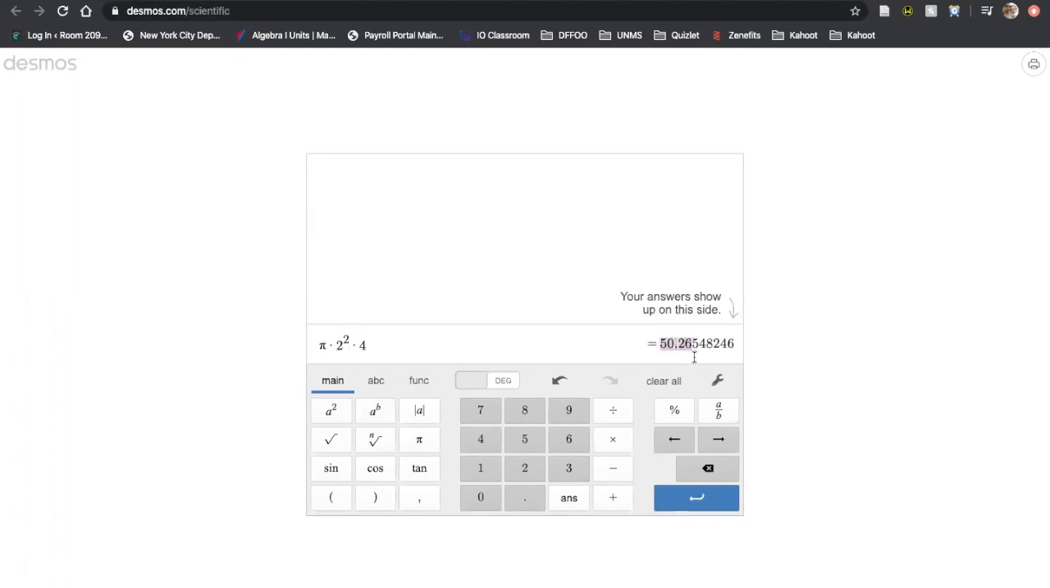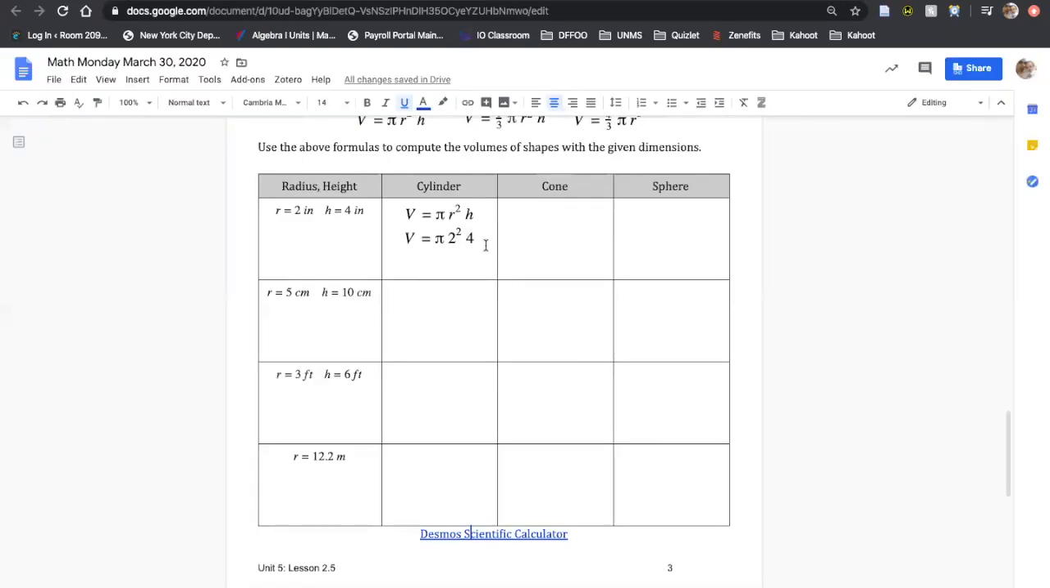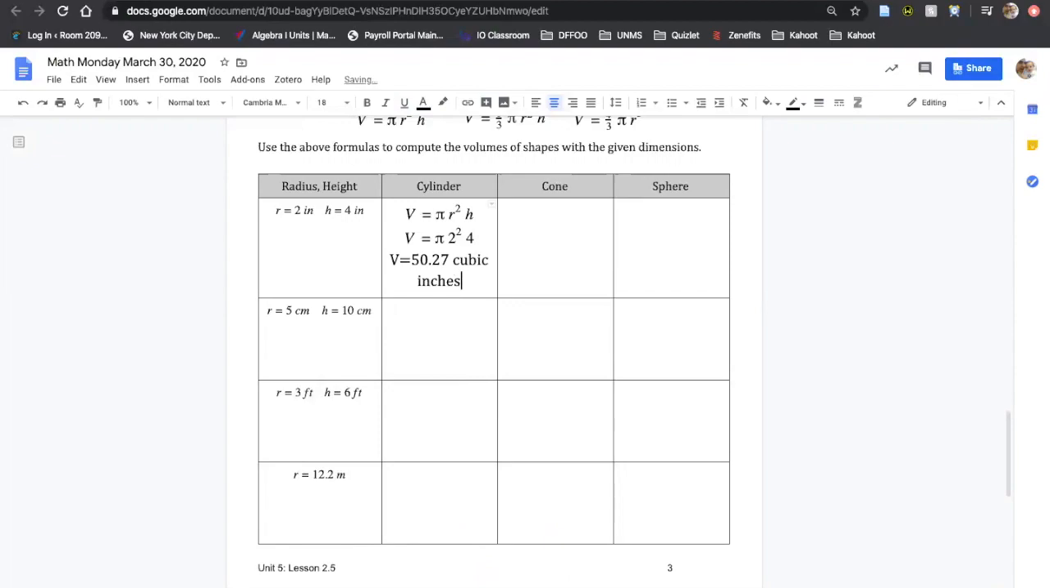So 50.26, this is a 5, so I need to round this guy up to a 7. So 50.27 is my final answer. So I'm going to say over here, V is equal to 50.27. My units are cubic inches. So cubic inches, right? That's my work.